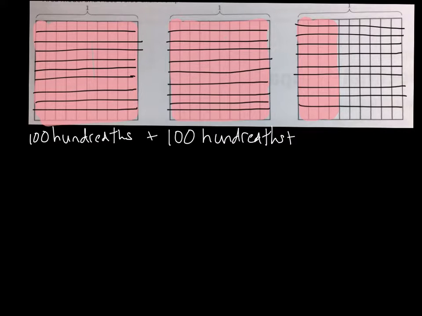And then in my last one, and I can count by tens to help do this faster, I've got 10, 20, 30, 40 hundredths. So altogether, I have 240 hundredths.